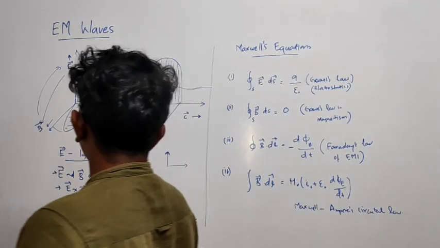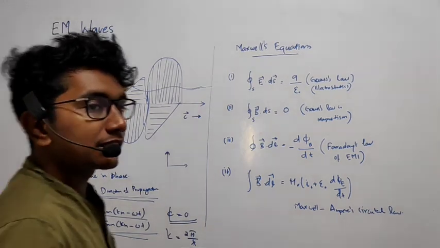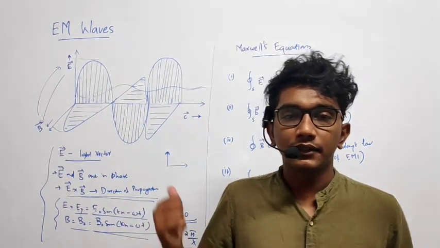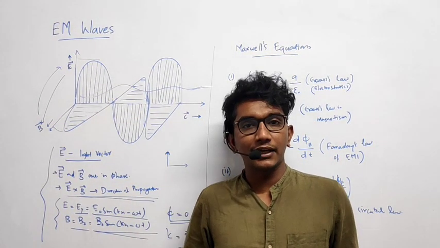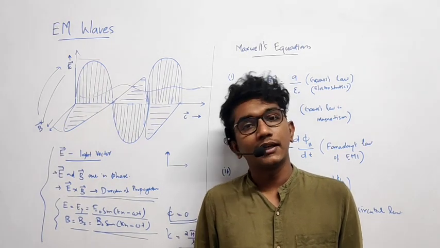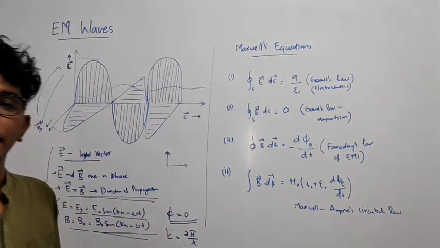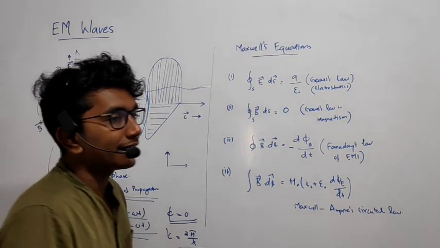Alright. So these are the basics of electromagnetic waves, and we will discuss the production of waves and the spectrum, etc. Anyways, before that there is one more topic in this, and that is Maxwell equations.